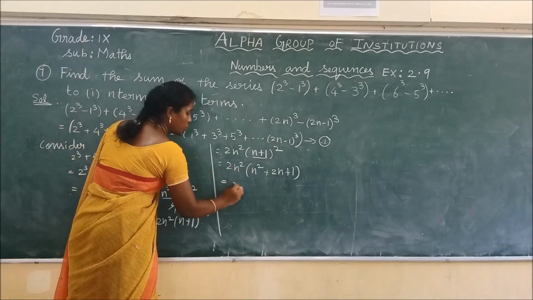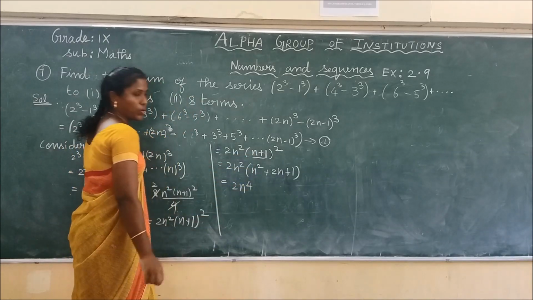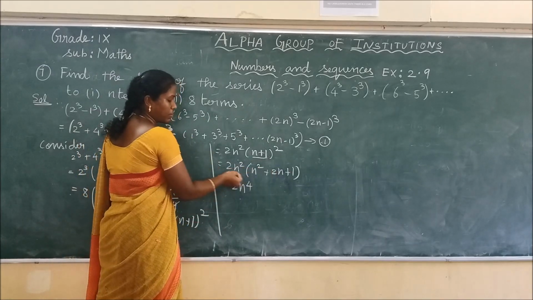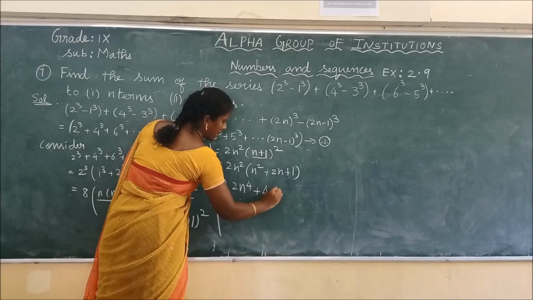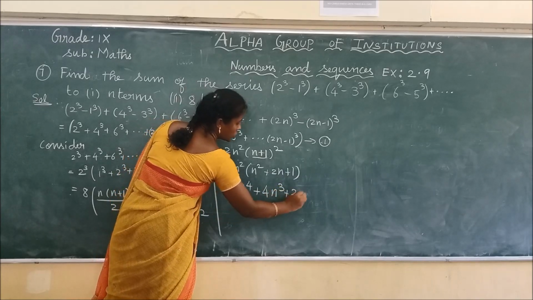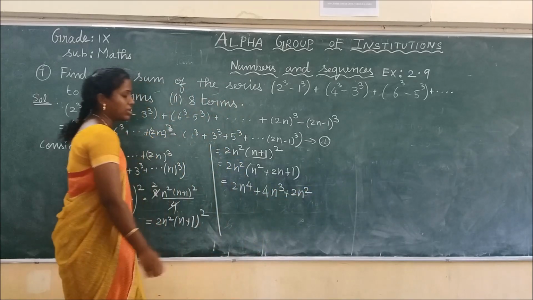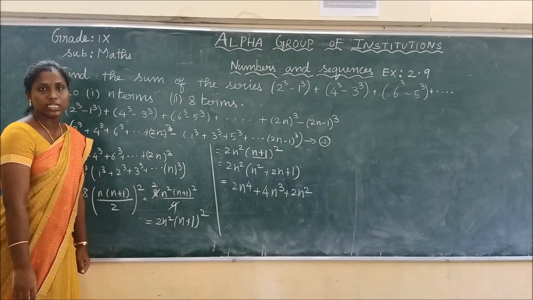Now multiply the values. Each and every value should be multiplied by 2n square. So 2n power 4 plus 4n cube plus 1 into 2n square is 2n square. This cannot be simplified more than this.